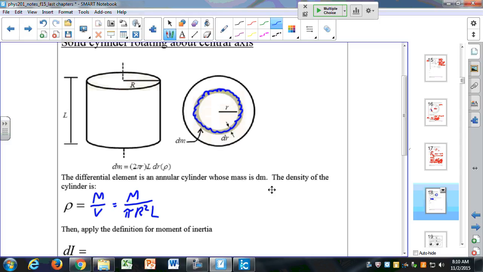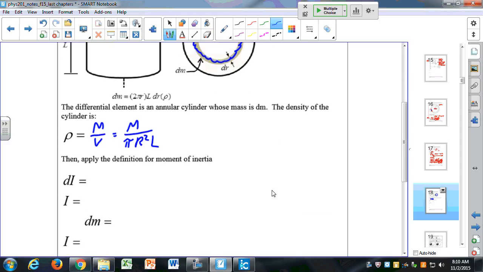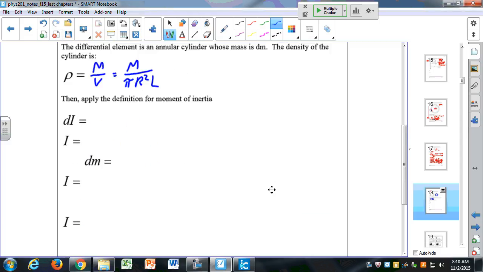We apply our definition for the moment of inertia. dI is r squared dm. And then we integrate both sides. So I is the integral of r squared dm. We always start with that. We start with our definition of the moment of inertia. And then we have to define what is the mass of our differential element.